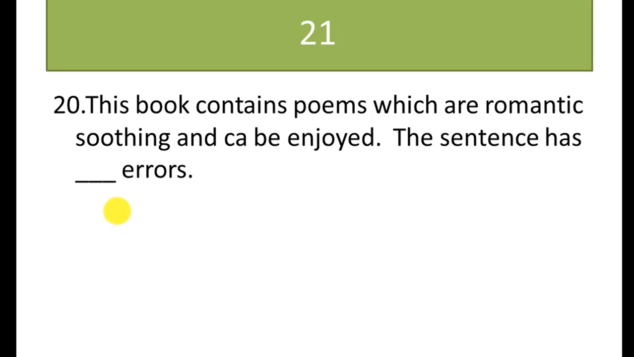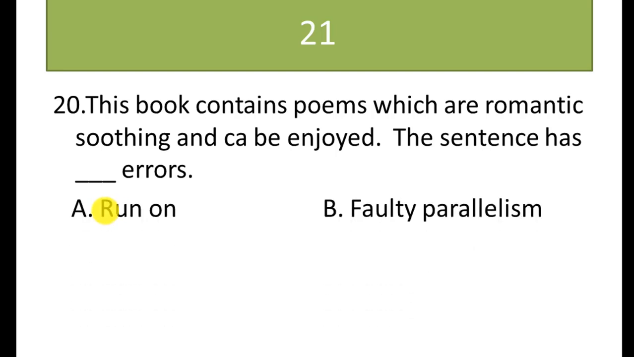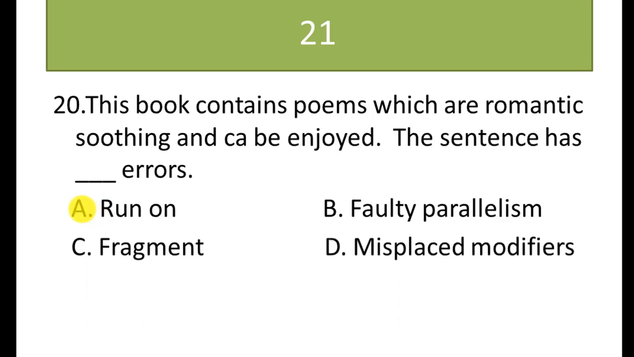Another question here. "This book contains poems which are romantic, soothing, and can be enjoyed." The sentence has blank problem errors: run-on or faulty parallelism, fragment, and misplaced modifier. What does it mean? Look here. Take care of the sentence, please. This book contains poems which are romantic. What's romantic here? It's an adjective. Soothing is an adjective. "Can be enjoyed" is not the correct structure, not correct parallel. The fallacy it made is "can be enjoyed."